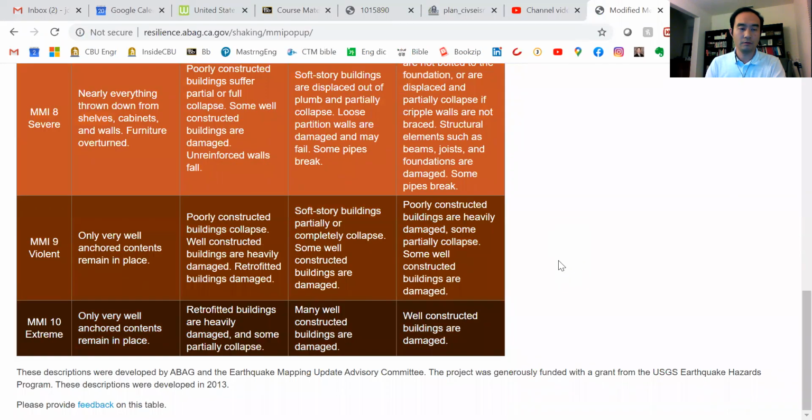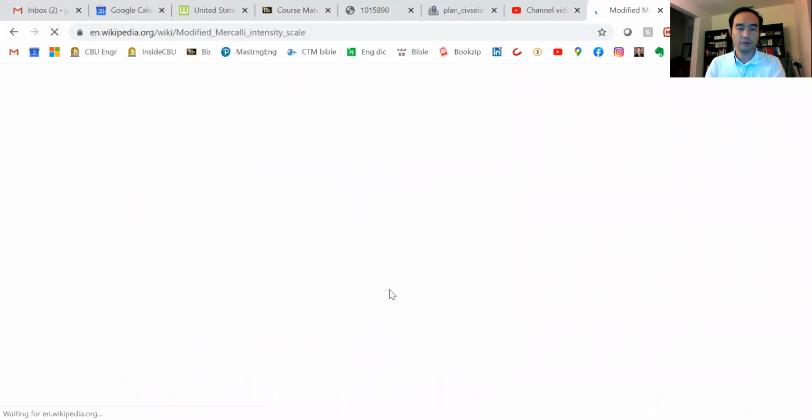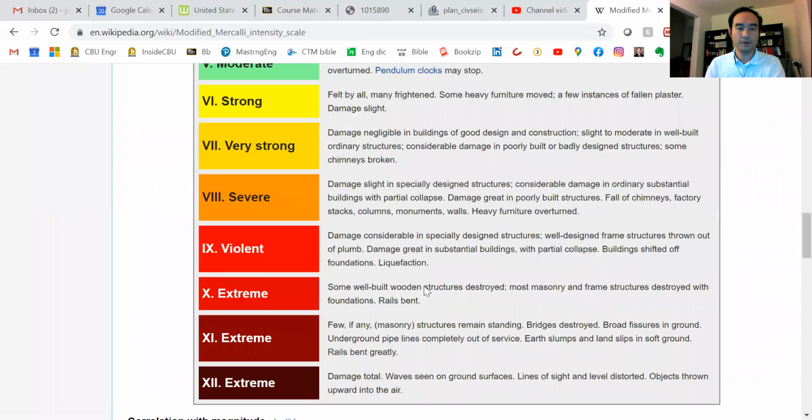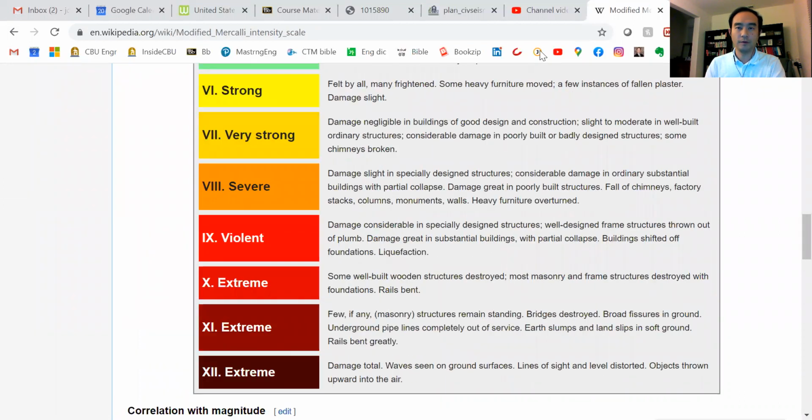So it only has a couple of them. Let's just go to the Wikipedia. Here we have 1 through 12 intensity level, right? So what was the question?